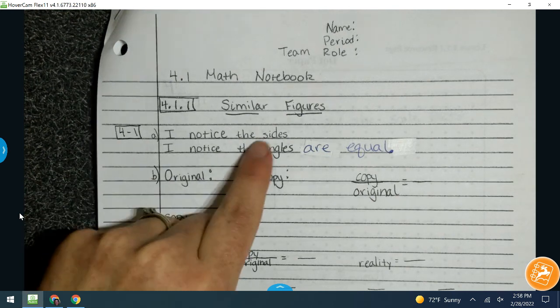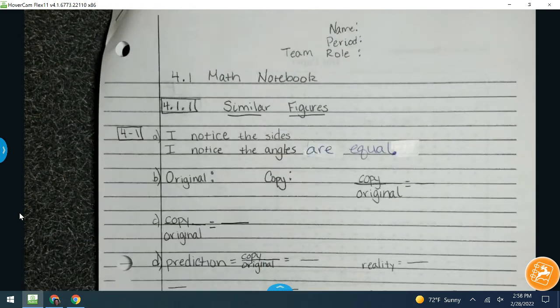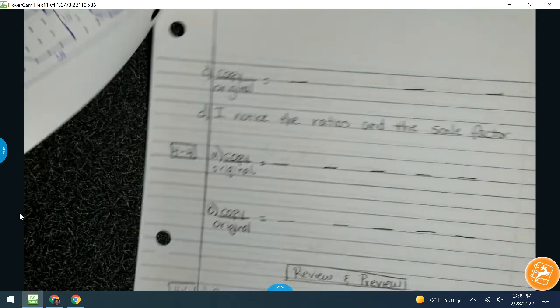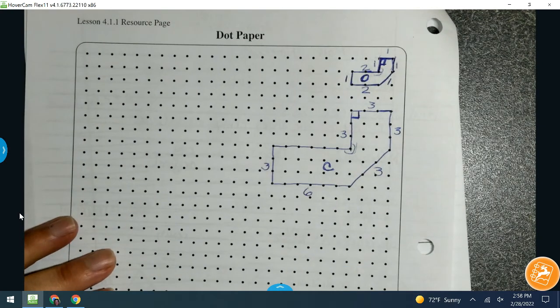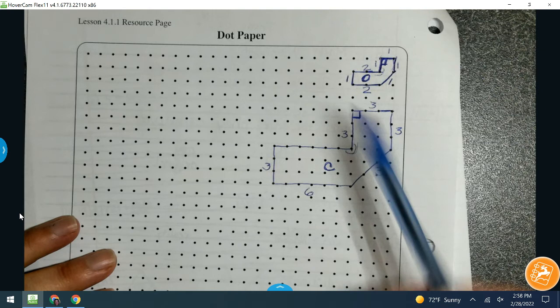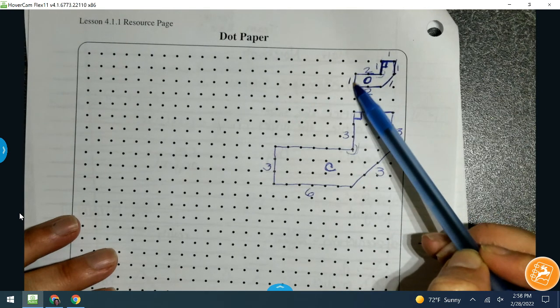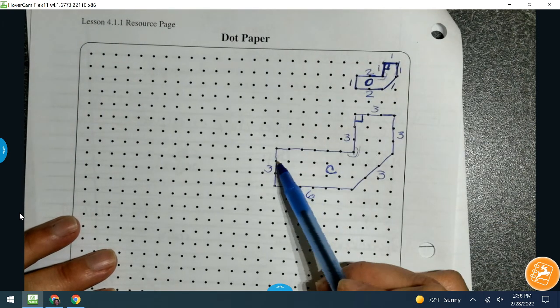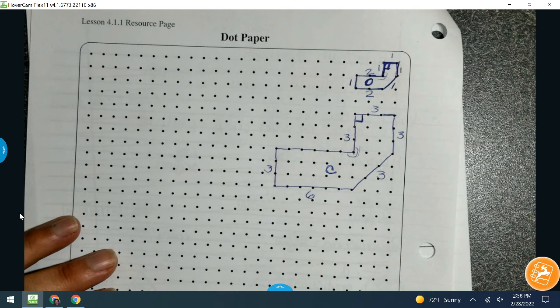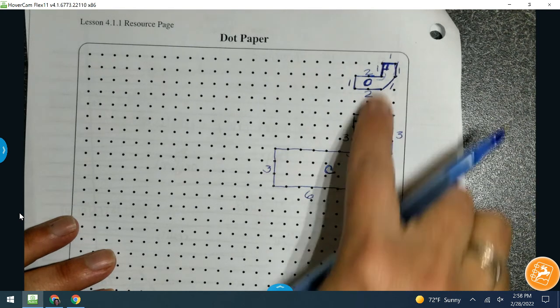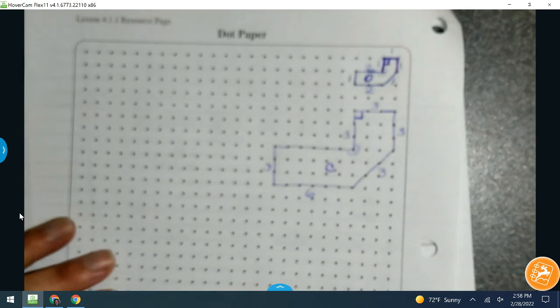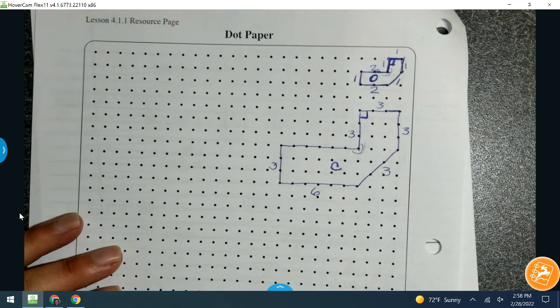But I also wanted us to look at the sides. So I noticed about the sides as I'm looking at these. Tell me about what's going on with the sides. So this is my original, and I have this guy right here, which is 1. And then I have this guy right here, which is 3. So in this case, the sides are getting bigger from my original to the copy. They get bigger by how much? So they're getting bigger by 3 times as much.